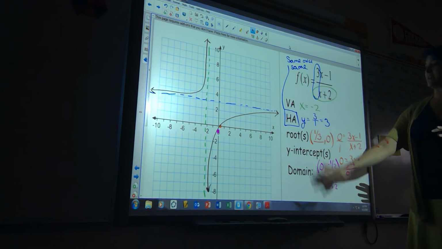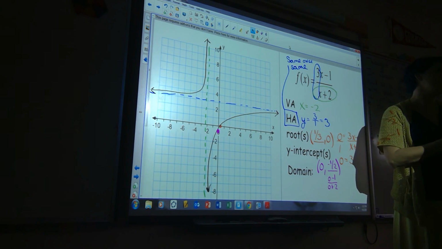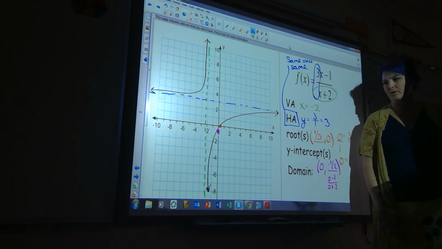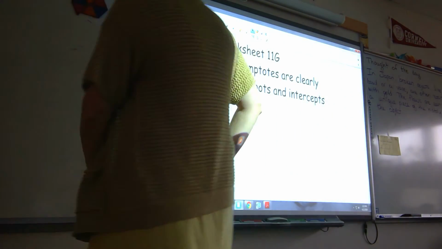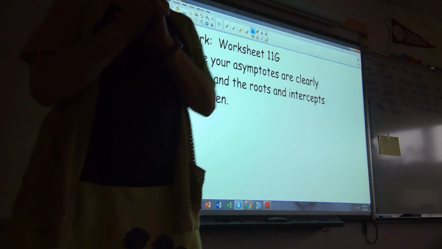So this is the set of questions that you'll get asked. Once you fill that out, you'll see it's pretty straightforward. Sometimes you might have to do 1 or 2 other points at most. Be sure your asymptotes are clearly graphed and the roots and intercepts can be seen. Those will be helpful.